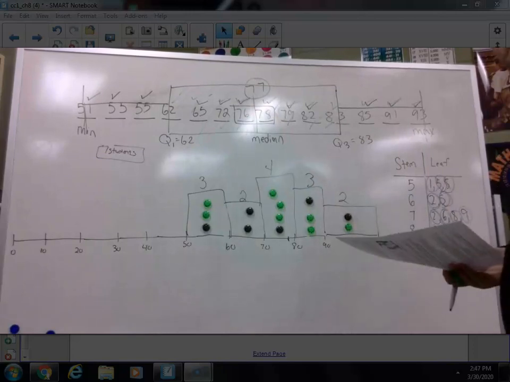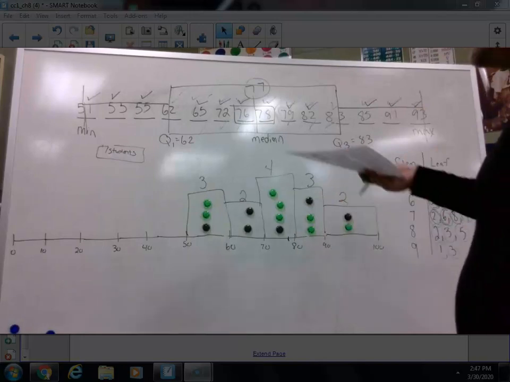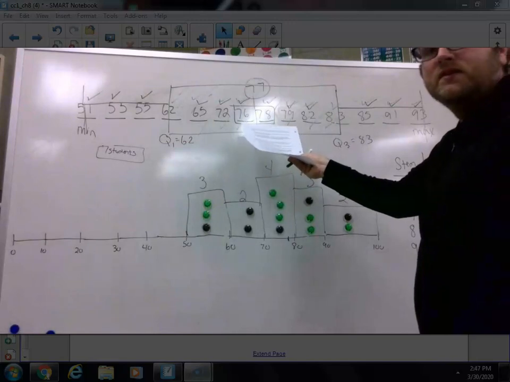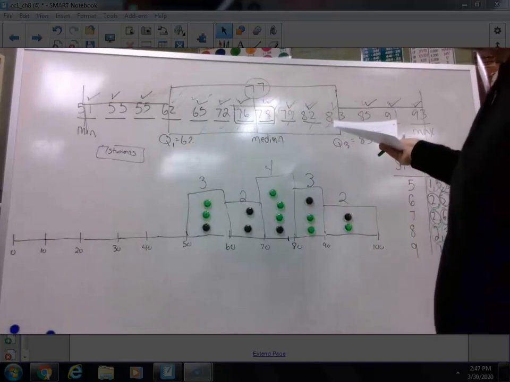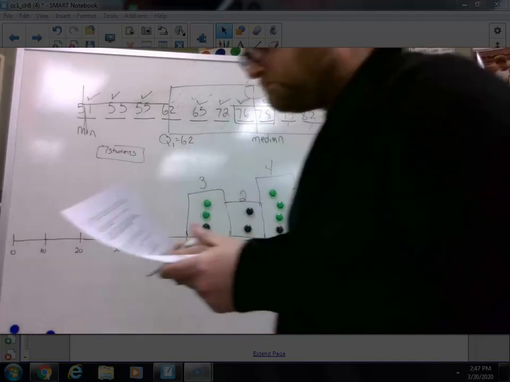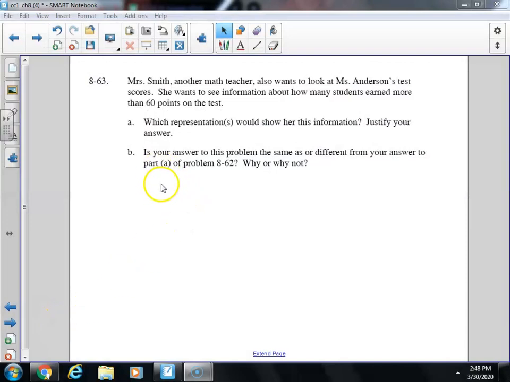If we just had the box and the whiskers, or the 5 vertical lines and the 2 horizontal lines, we wouldn't be able to tell which students were exactly above 60. If we draw it like this, where it's a combination of the box and whisker plot with the numbers, we can use that to determine this information. So letter B talked about, is your answer to this problem the same or different as part A of 62? Answers are probably going to be different just because each graphic represents different information.